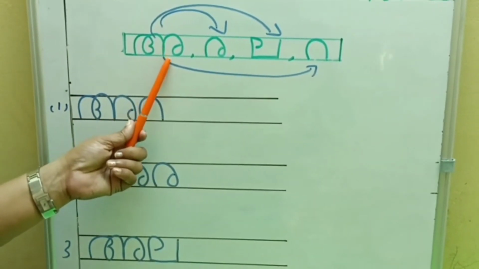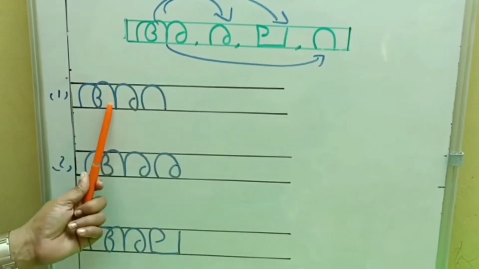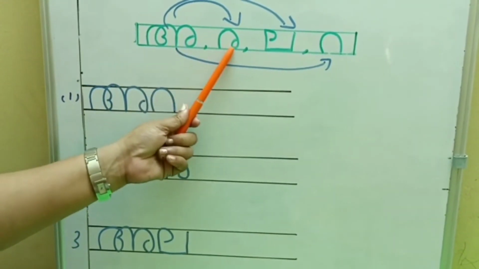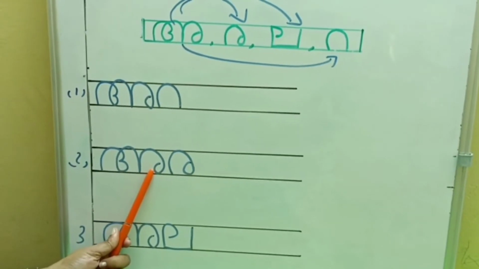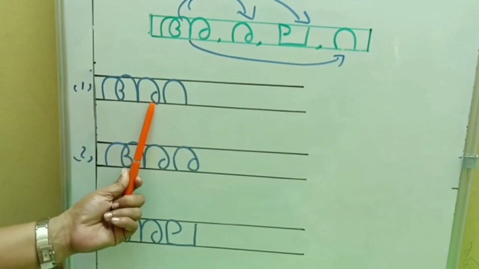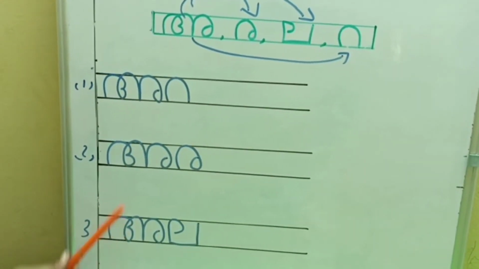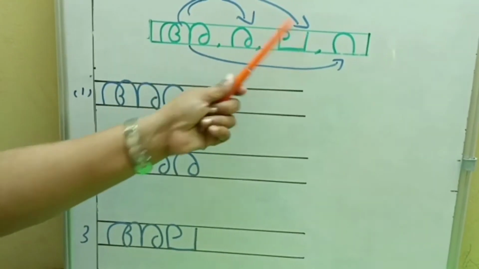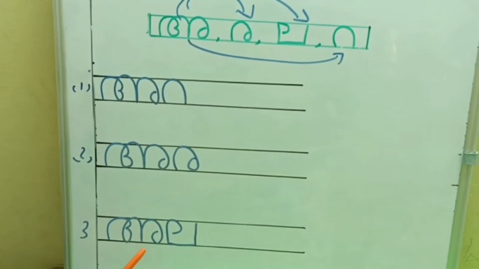First word, A and Ra, Ara. Second word, A and Ra, Ara. Ara means half. Ara means shelves in a cupboard. Third word, Ala. A and La, Ala. Ala means waves. Okay.